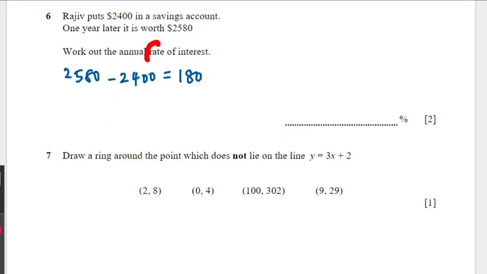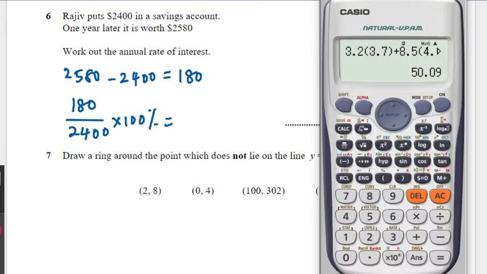Whenever you see rate here, it means we want to find the percentage of that interest. Okay, so let's find. The interest is $180, and then you divide by the principal. Principal is the amount that he put earlier, initially, which is 2,400. You don't divide by 2,580, yeah. Divide by 2,400, and then you times 100%. Okay, you should be able to get the answer.